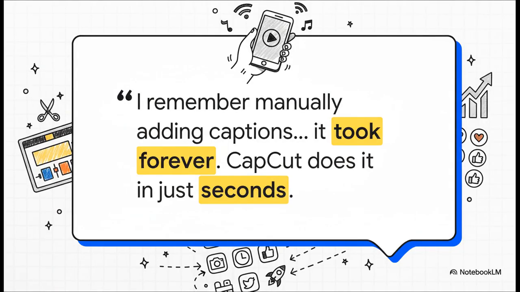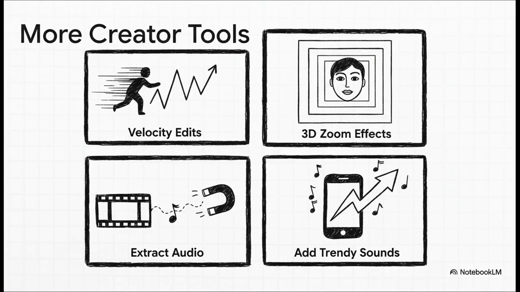And this quote right here, this really nails why one of those features is such a big deal. Manually typing out captions is, without a doubt, one of the most boring and tedious jobs in video editing. But CapCut's auto caption feature does it with scary good accuracy in just a few taps. That is a massive, massive time saver. And it totally doesn't stop there.